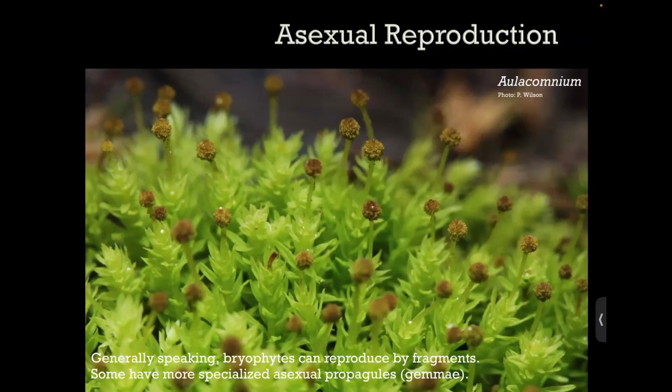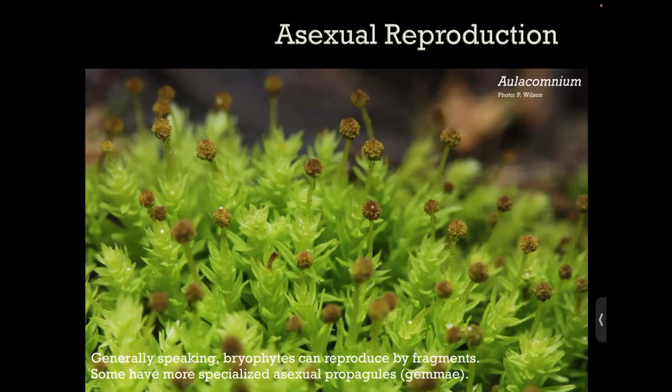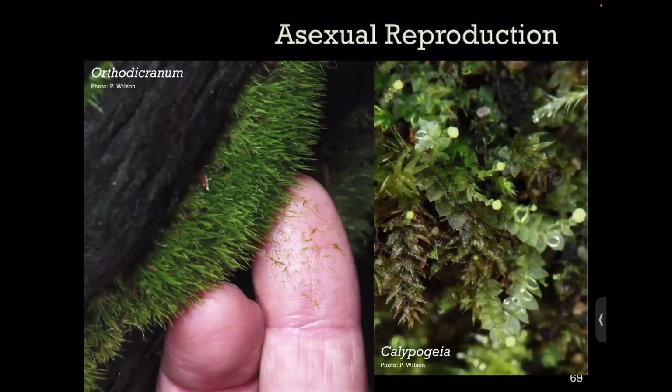Here's Olecomnium. It has these little granules that are made into a pom-pom-like structure. And every one of these little granules can go off and make more Olecomnium. They often cover the log. And then once they've covered the log, they switch over to sexual reproduction. So when you see the spores, it's usually because they've kind of used up their habitat. When you see sporophytes. Here's a couple other examples of asexual reproduction that's specialized.